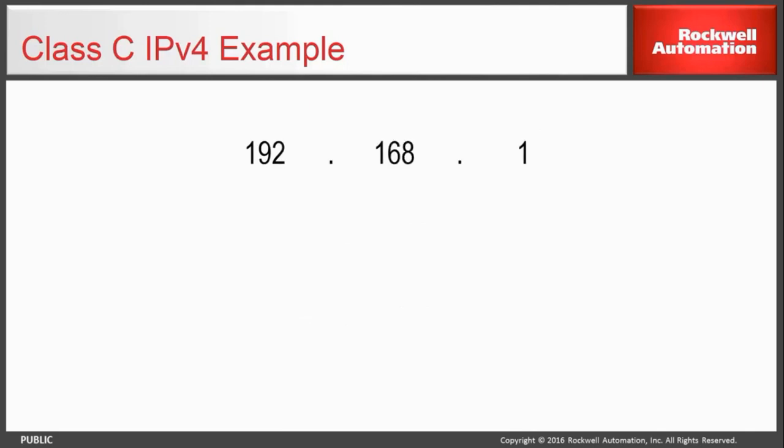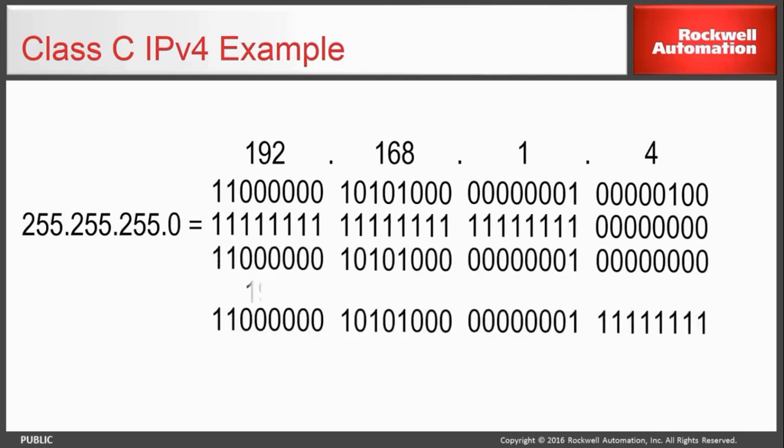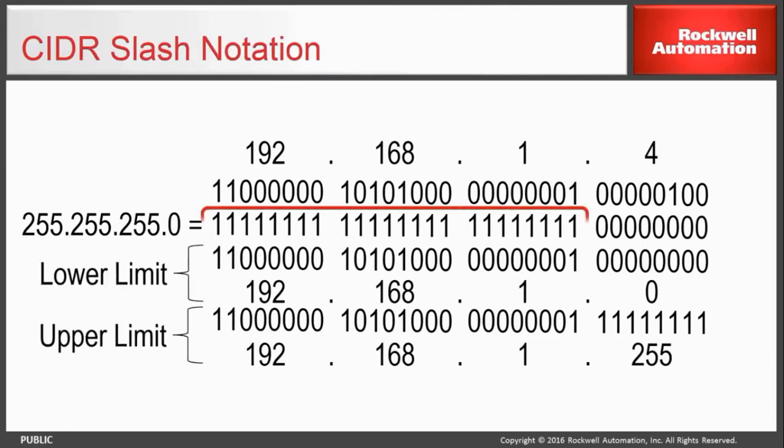Let's look at one last example, this time a Class C network. Working through the same conversions as in the previous examples, we end up with a range of addresses from 192.168.1.0 through 192.168.1.255. The slash notation in this case will be /24.